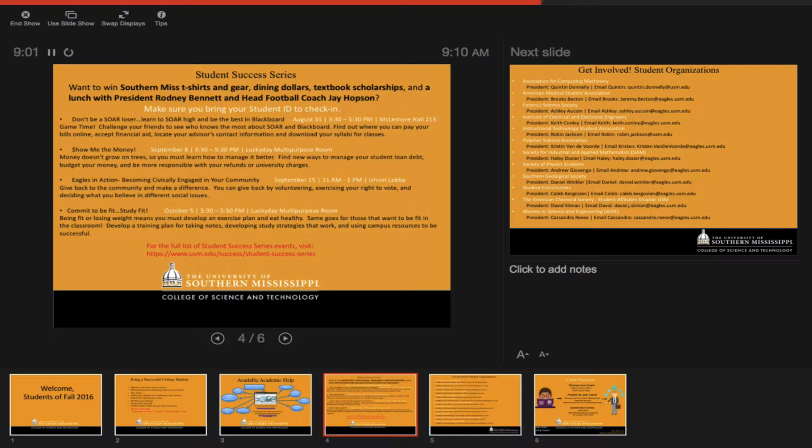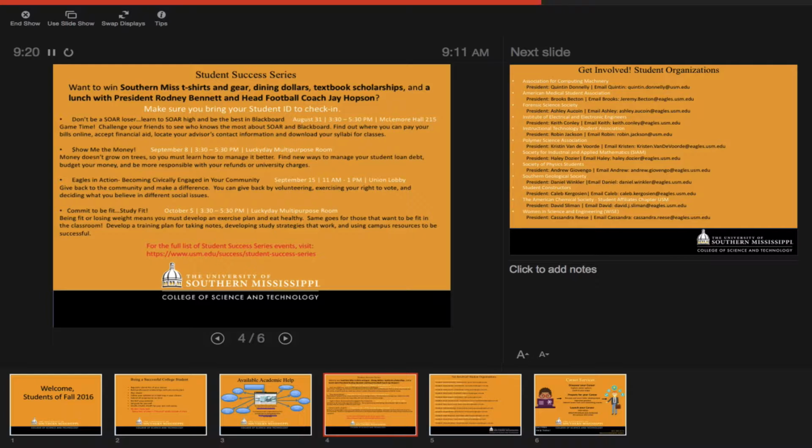Don't be a SOAR loser. That's kind of corny, but you know, if you have trouble figuring out how SOAR works, you all are far enough along. You probably know how SOAR works pretty well. Show me the money on ways to manage your student loan debt and other things. So if you have student loans and you need to think about those types of things, that would be a great one to go to.